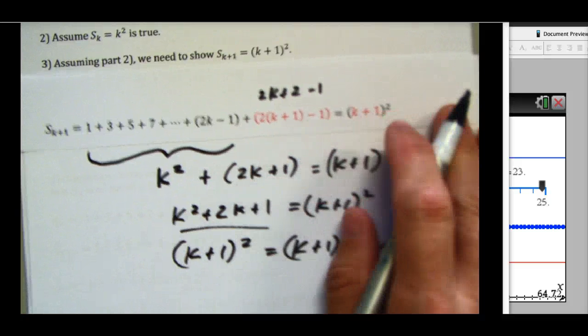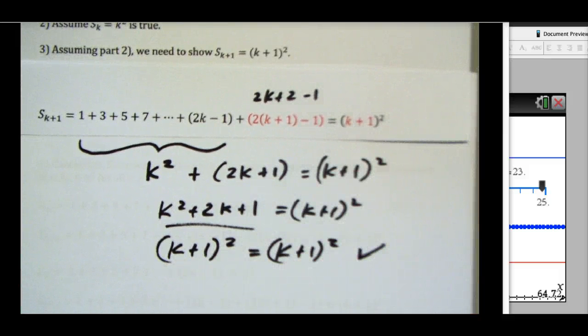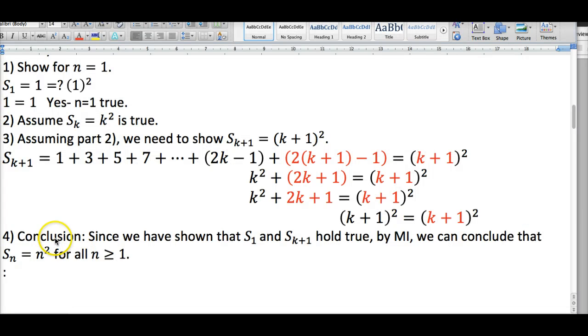So we showed that it worked for n equal to 1, and then we showed that it does work for the next term. So this is proven because of both those facts. And we have to state that now in a conclusion. Finally, we say the conclusion: since we have shown that S1, the sum of one term, and S sub k plus 1 hold true, both this holds true and this one holds true, by mathematical induction, we can conclude that S sub n is equal to n squared for all n greater than or equal to 1.